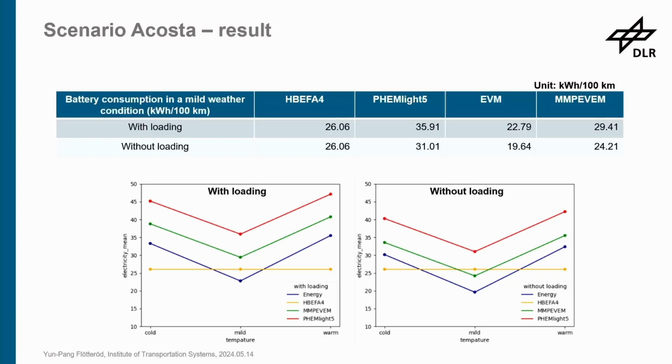And the 2 pictures on the bottom show the potential effects of different loads, and also the constant consumptions at different temperatures: cold, mild, and warm. And we can see that PHEMlight 5 estimates higher energy consumption than MMP EVM, and then EVM, in all state combinations.